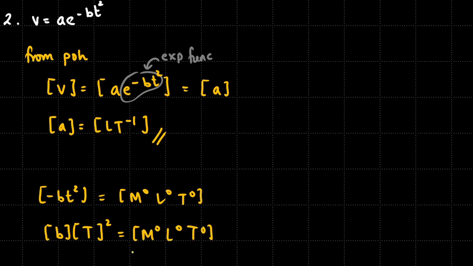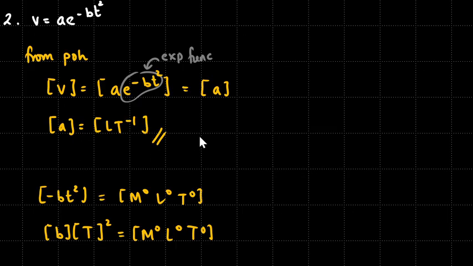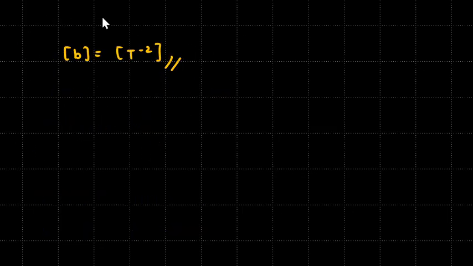Let me write on another page. The dimension of B turns out to be T minus 2. So we found the dimension of both A and B. We found the dimension of A right over here and the dimension of B right over here.